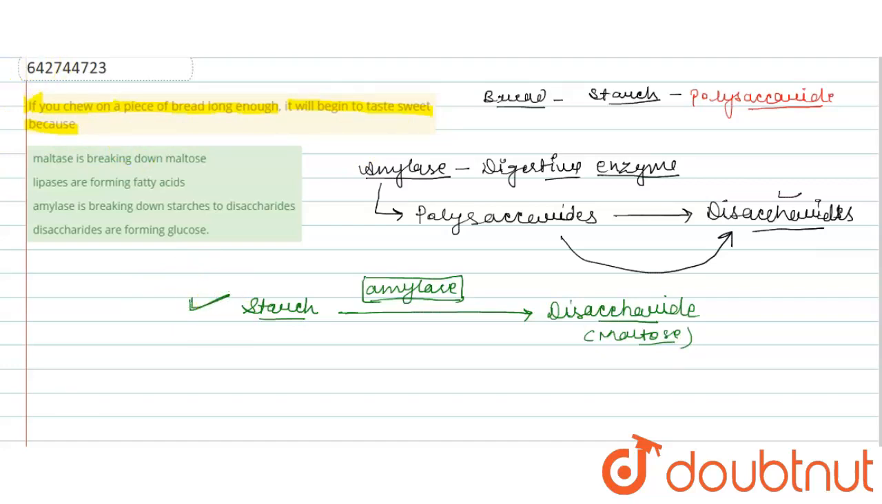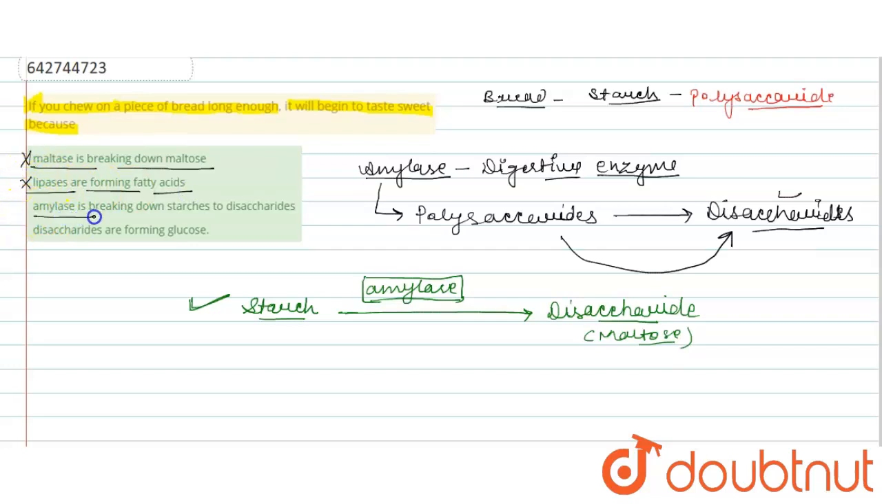Now let us come to our options. Our first option is maltase is breaking down maltose. This will be incorrect because maltase is not breaking down maltose in this case. The next option is lipases are forming fatty acid. This is not related to this question, and this will be incorrect.